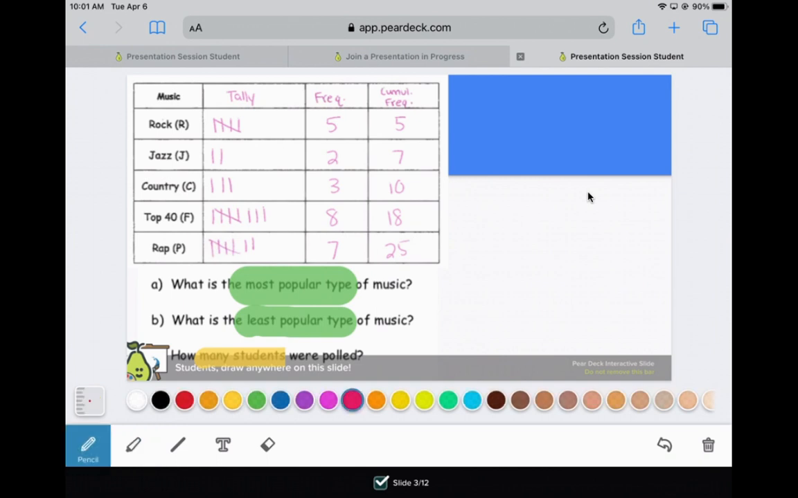I will not look at the tally. I'm going to give you that hint right now because the tally and the frequency are the same thing. The tally mark is exactly the frequency. So now if I'm asking for the most popular type of music, the one that they like the most, or the one that they like the least, is that the frequency or the cumulative frequency? What do you think?